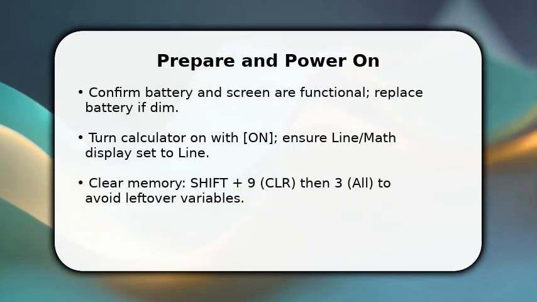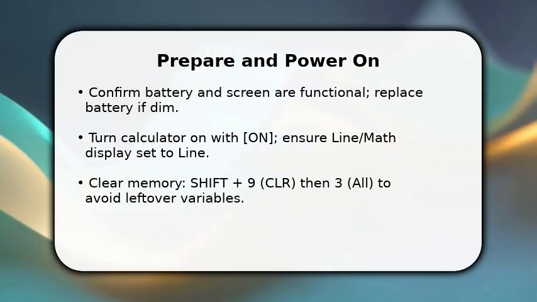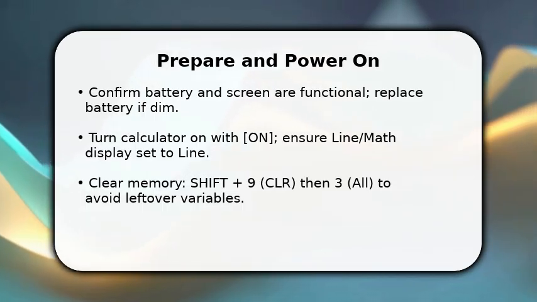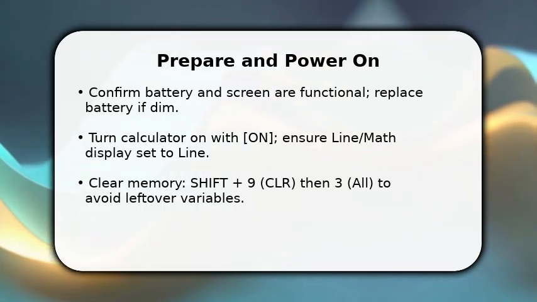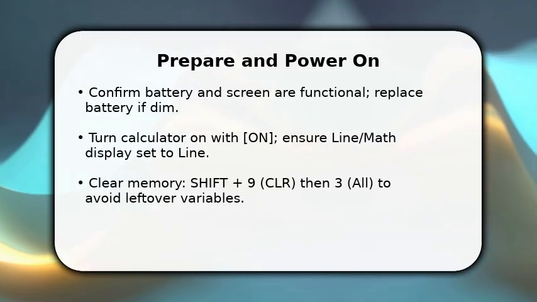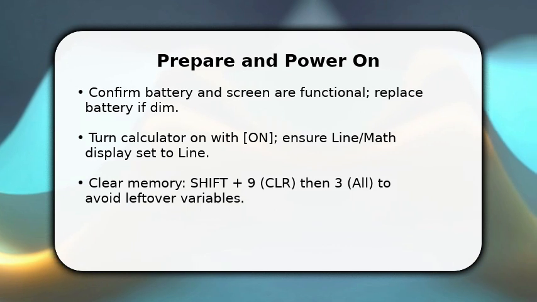Make sure to clear memory to prevent old variables from altering results. Press Shift, 9, then 3 to clear all. Now you're ready to work with logs without interference. This avoids surprises when evaluating expressions or using scientific notation later.